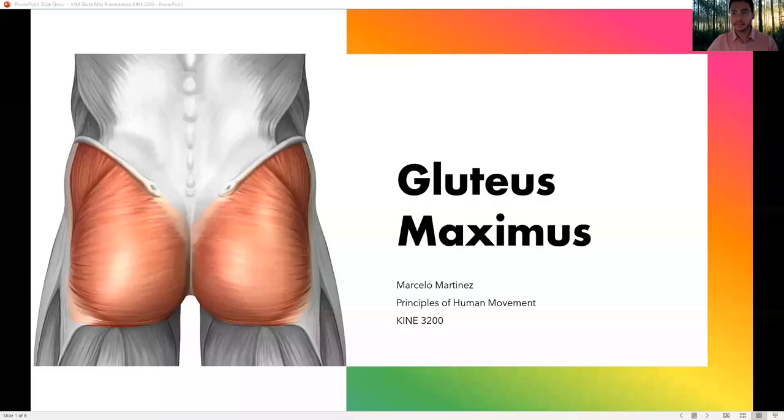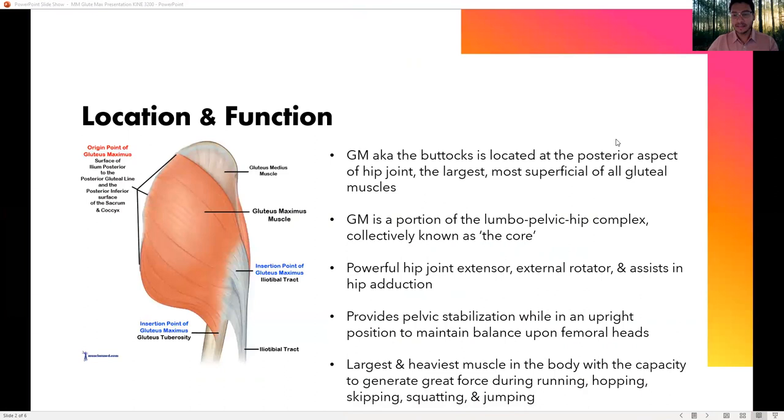Hello, everyone. Today in Principles of Human Movement, we will discuss the gluteus maximus. You can see here in the picture, it is highlighted in red. It's a pretty large muscle on the backside of the body. It's also known as the buttocks. It is on the posterior aspect of the hip joint, the largest, most superficial of all gluteal muscles.